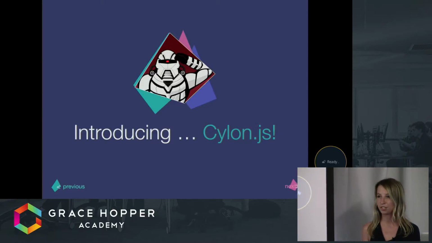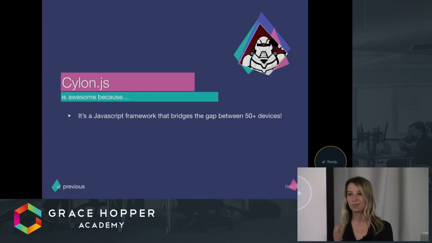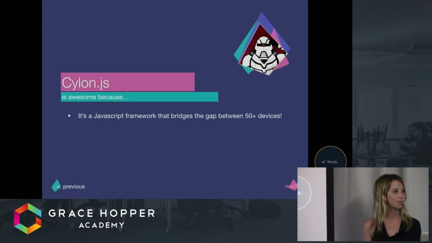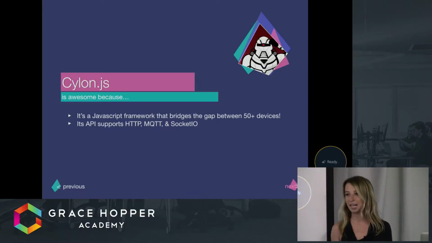So that brings us to a framework that makes it really easy to get all of these things done, which is called Cylon.js. And Cylon.js is really awesome, but why is it so great? Well, it's a JavaScript framework, and it bridges the gap between over 50 devices. That's a ton. Its API supports HTTP and socket I/O, so you can be listening for multiple things at the same time and constantly have that connection open between multiple devices.